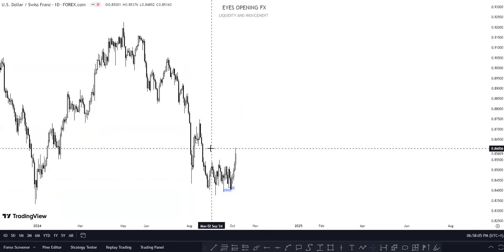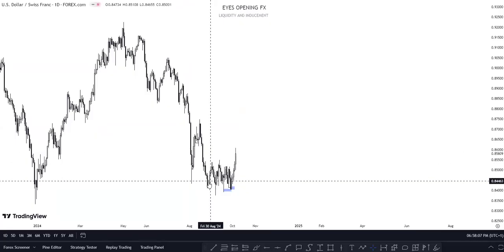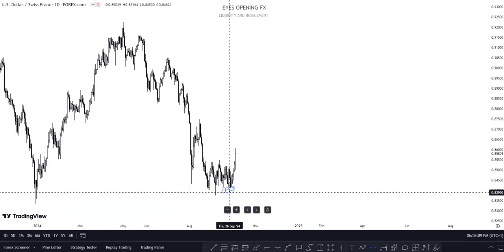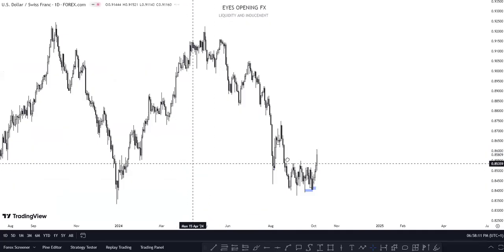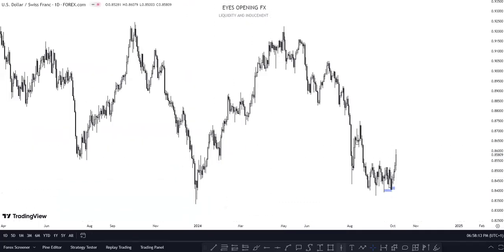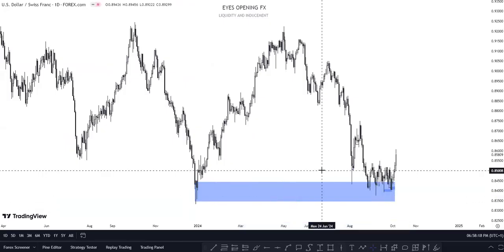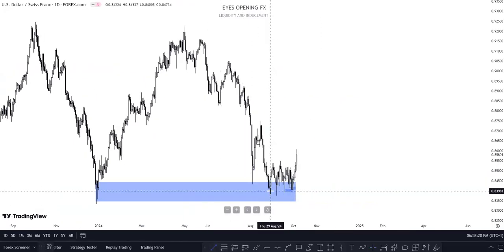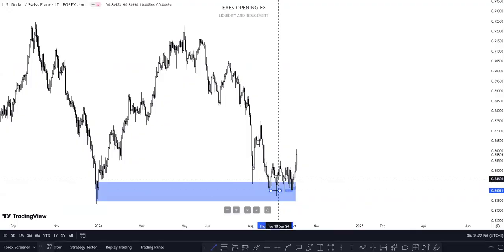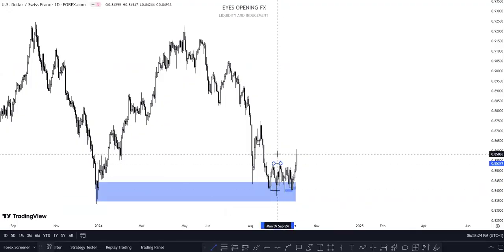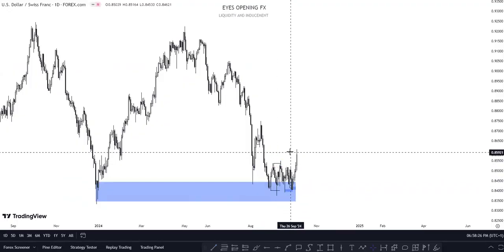Okay, on USD CHF, we see price buying from this particular POI, this clear order block right here. And apart from buying from that clear order block, we see how the market swept this liquidity right here, broke structure to the upside, and started giving us a reason to buy.